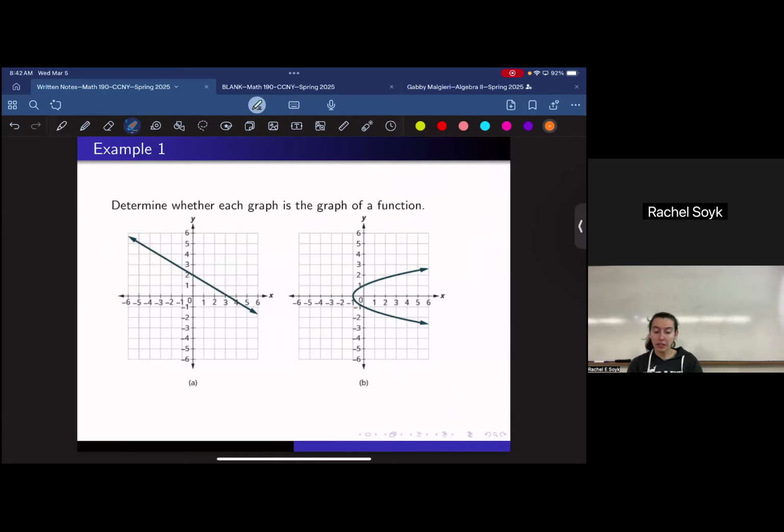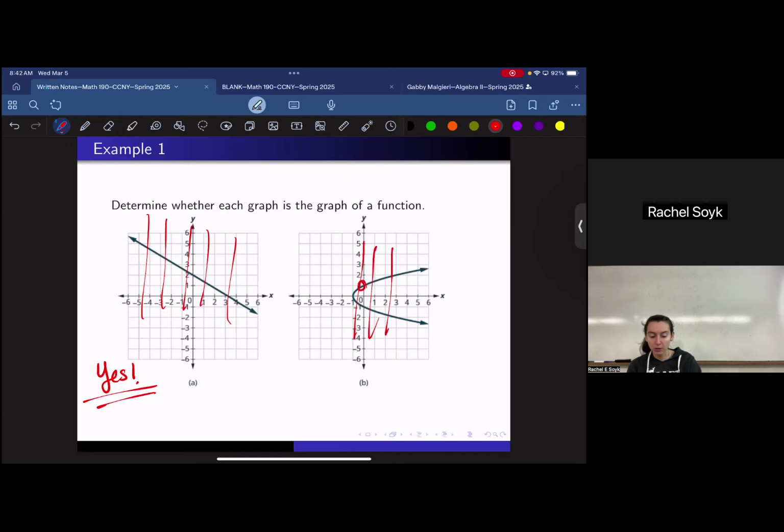So let's get into it. Example 1, does this pass the vertical line test? Yes. What about in example 2? No. Right? It hits at 2 spots almost everywhere.